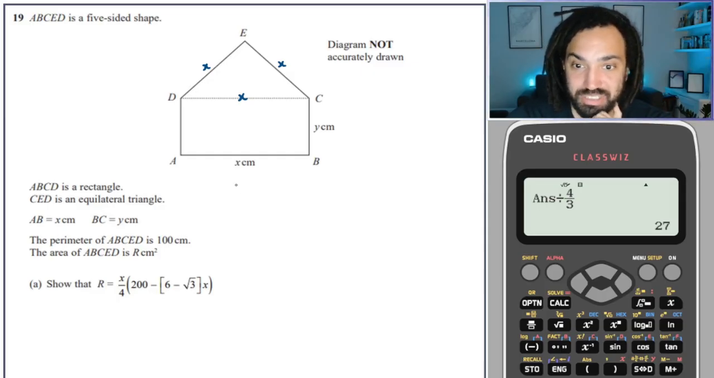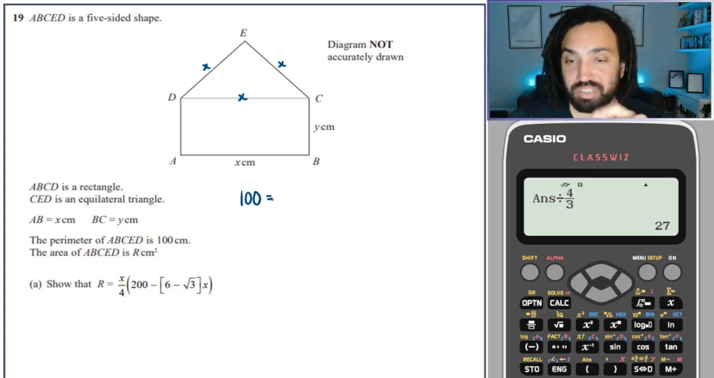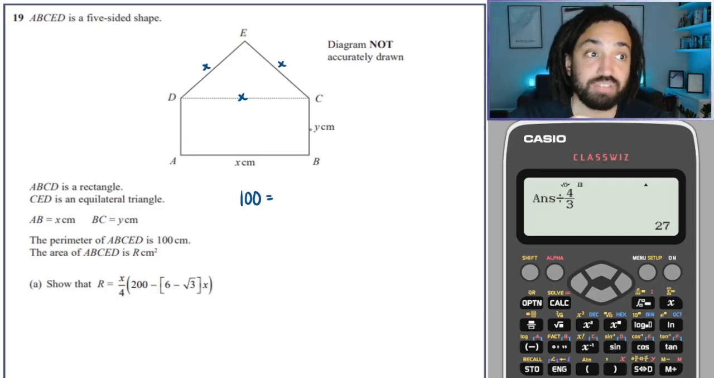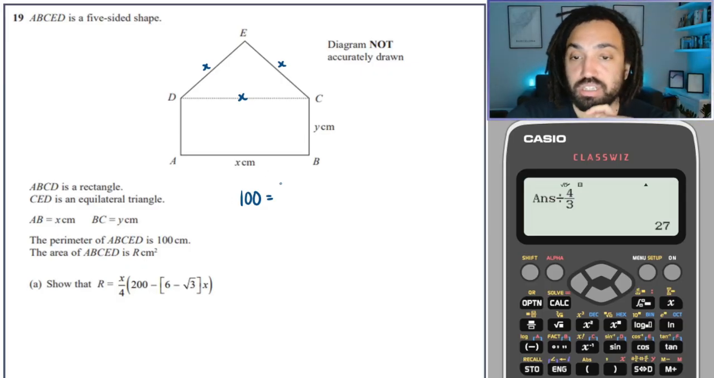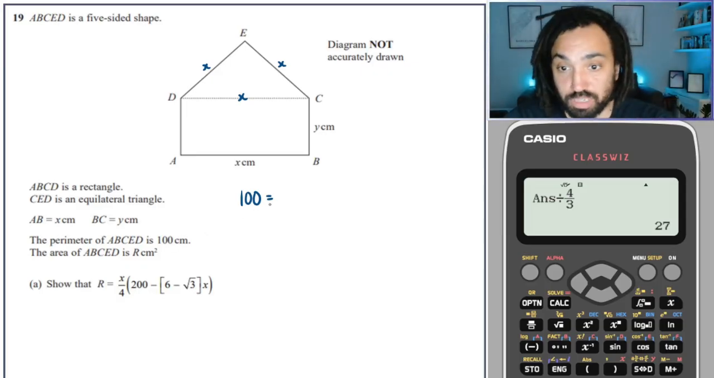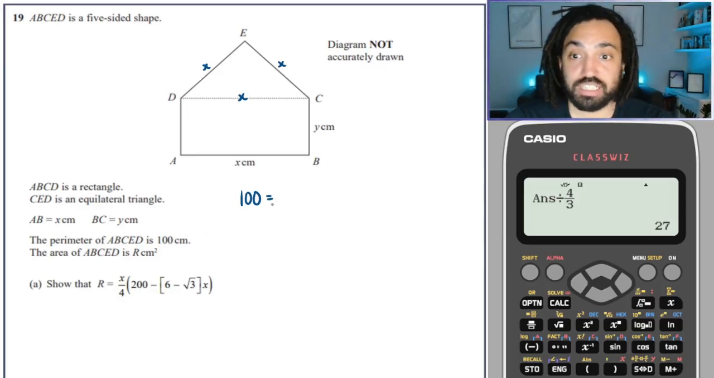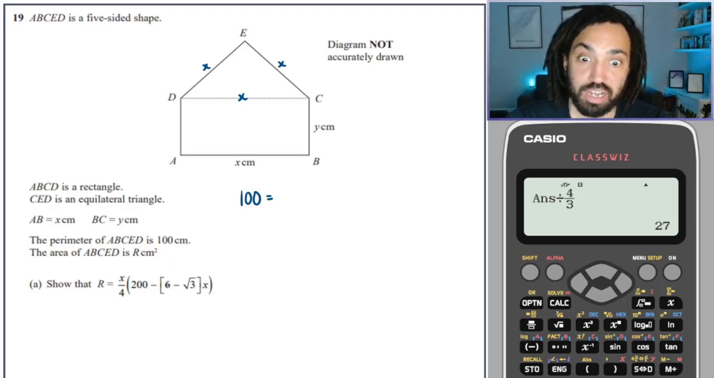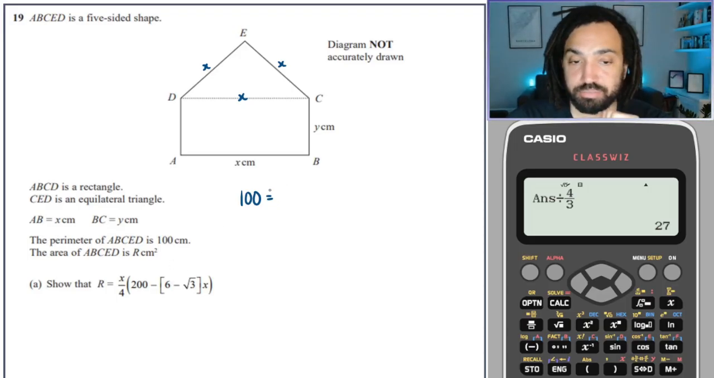Right, let's start with the perimeter then. So the perimeter is 100, and we know that's equal to, oh yes, I see, because the area is going to be in terms of y. We're going to have to use y to find the area. But actually the area formula here has no y's in at all. So we're going to have to use the perimeter formula to find y in terms of x, and then we can substitute it into our area formula to eliminate y.